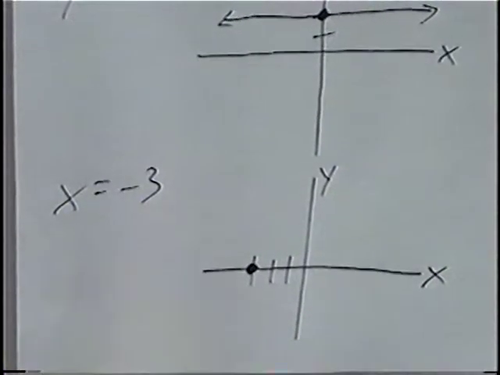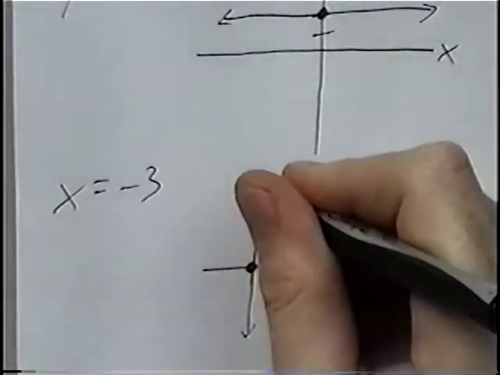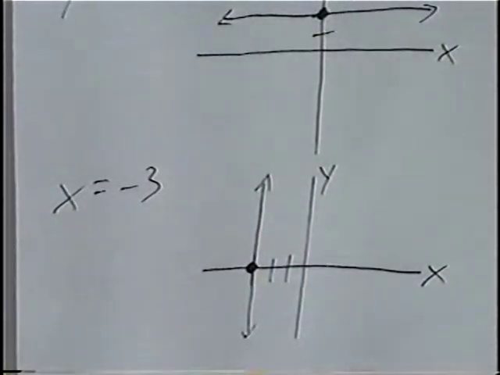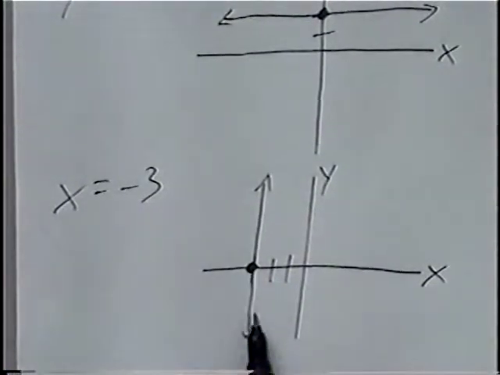For any line that's x equals a number, will be a vertical line through the point, x equals -3. Along this line, the y value changes, but the x value is always -3.